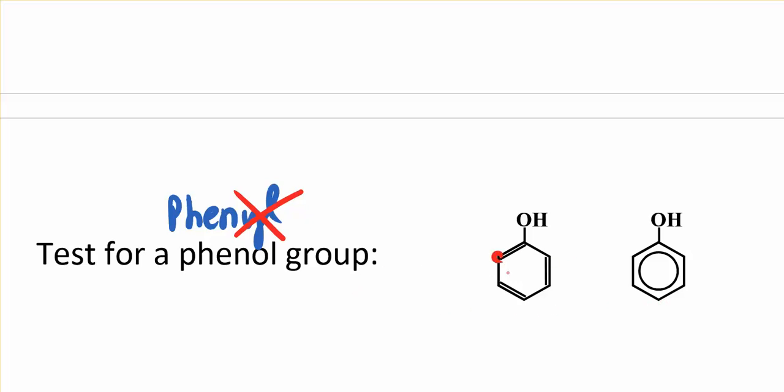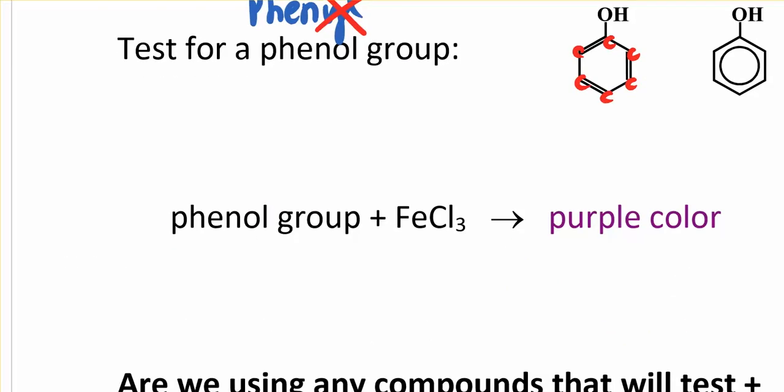This part is the benzene ring with its 6 carbons. It can be written as alternating double and single bonds, or sometimes we write it with that circle in the middle. It's aromatic, we say. But anyway, if a structure includes that phenol group, then it will react with iron 3 chloride to produce a purple color.